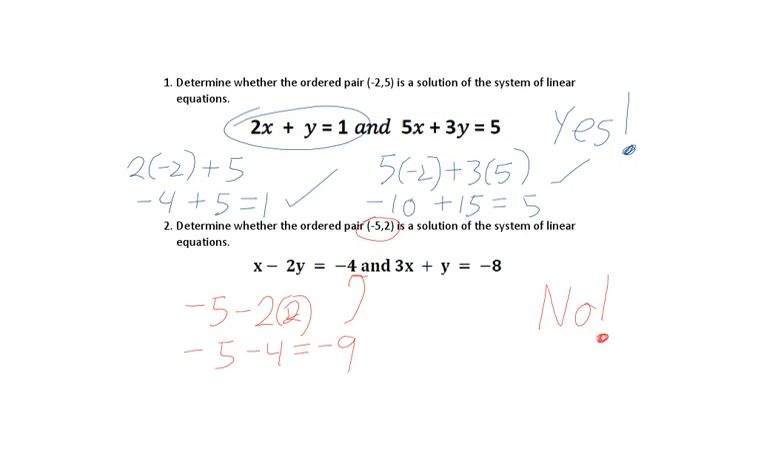You'll notice that I didn't bother doing 3x plus y equals negative 8. There's a reason. In order for this to be a yes, everything has to work. As soon as one equation doesn't work, it doesn't matter what anything else is afterwards. The answer is no.